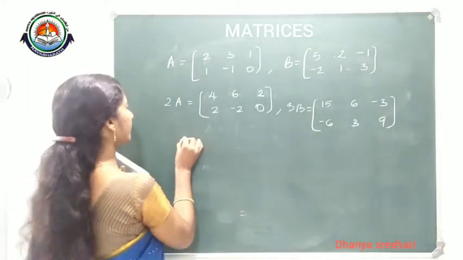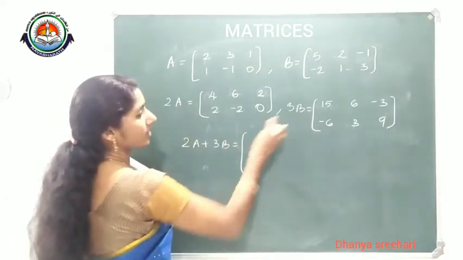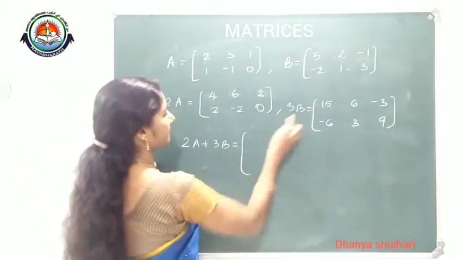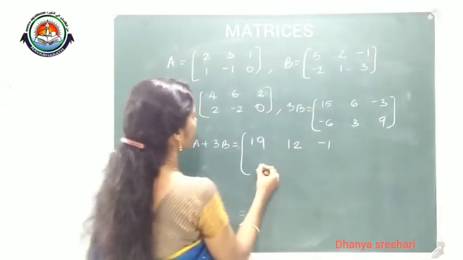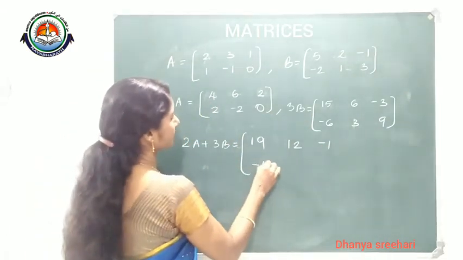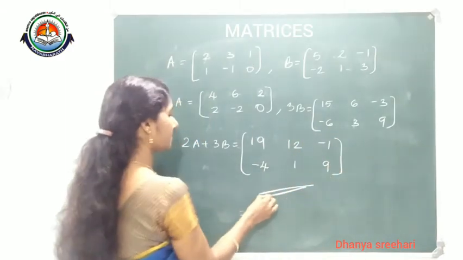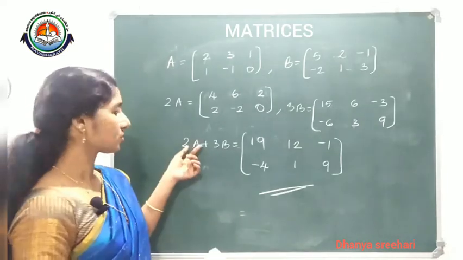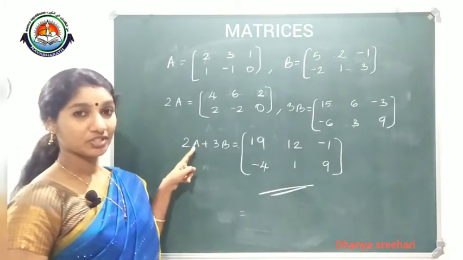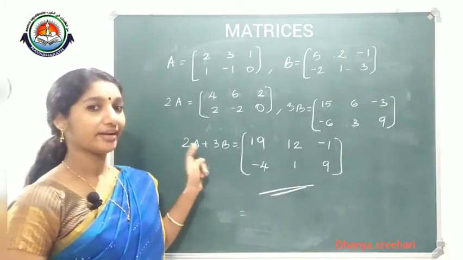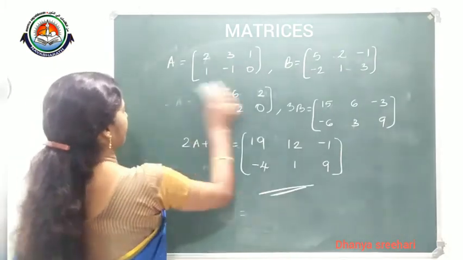Then we are doing 2A plus 3B. That means these two matrices we are adding. 4 plus 15, 19, 6 plus 6, 12, 2 plus minus 3, minus 1, 2 plus minus 6, minus 4, minus 2 plus 3, 1, 0 plus 9, 9. So this is the required matrix, that means 2A plus 3B. So what are the things we did here? We did multiplication of a matrix by a scalar and we did addition of two matrices also. Okay. Then next.